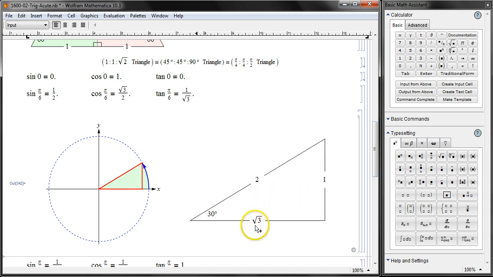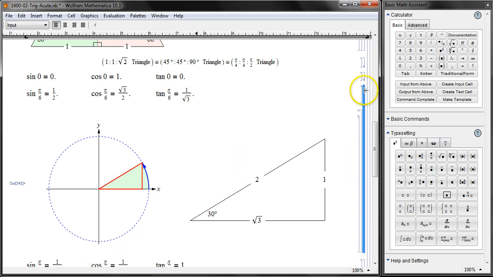Well, we have x value as square root of 3 and y value as 1 and r value as 2. So this is opposite over hypotenuse, so 1 over 2. This is adjacent over hypotenuse, so square root of 3 over 2. And this one is opposite over adjacent, so we have 1 over square root of 3.